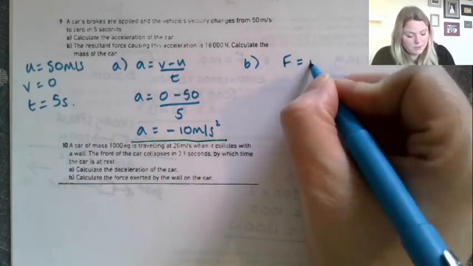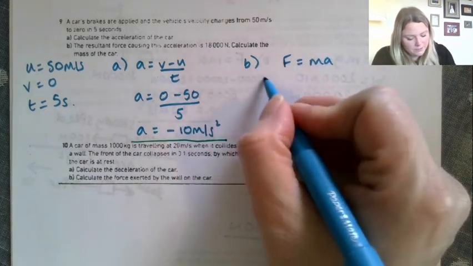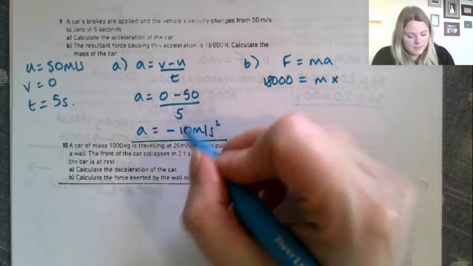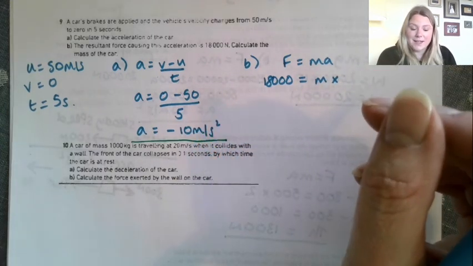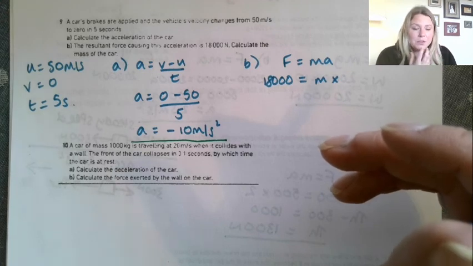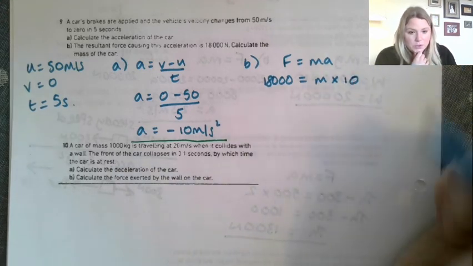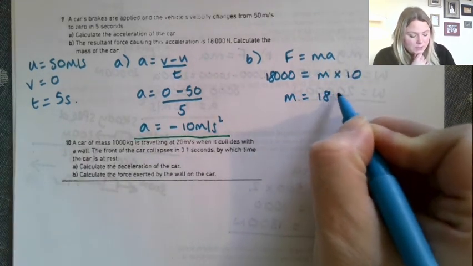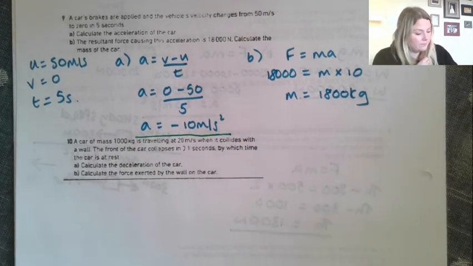So it's going to be F equals ma. So our F is 18,000. Mass is what we're looking for. And acceleration technically is minus 10. But remember, we don't need to worry about that minus there. The minus is just showing us the direction. So I'm just going to put 10 in there. Divide both sides by 10 and I get 1,800 kilograms.